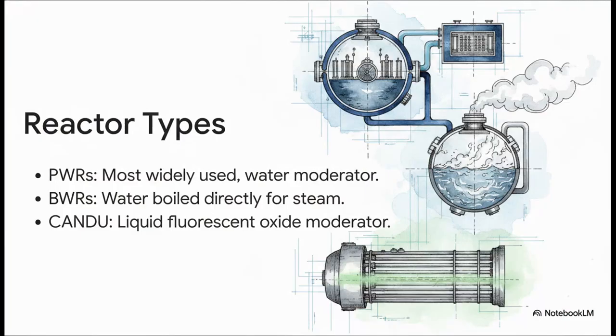So we figured out how to split the atom, and we've engineered ways to control the chaos. How do we package all this intense atomic control into a giant macroscopic facility? Globally, there are three main types to consider. First up, pressurized water reactors, or PWRs. These are the most common and use a water-filled moderator. Then you have boiling water reactors, or BWRs, where the water literally boils right there in the core to make steam. Finally, we have CANDU reactors.